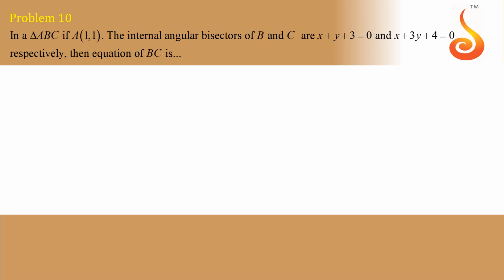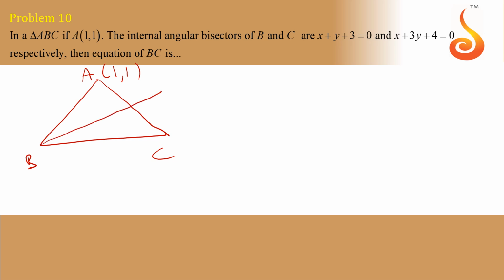Problem number 10. In a triangle ABC, A is (1, 1), the angular bisector of B is, let us say, equation 1, and the angular bisector of C is the second equation. Then we are asked for the equation of BC. Simple question, actually; you should know some geometrical property.